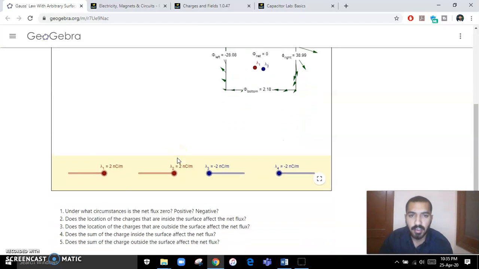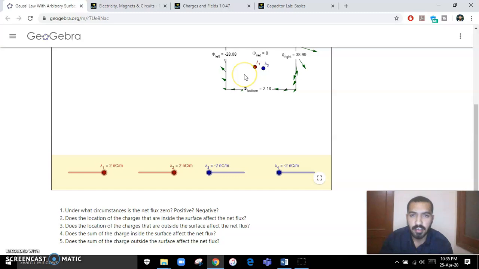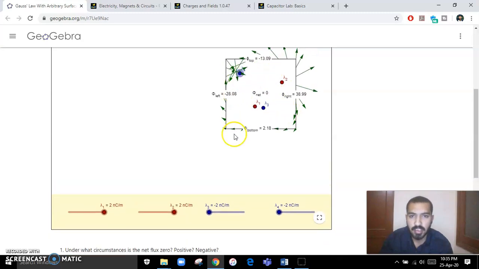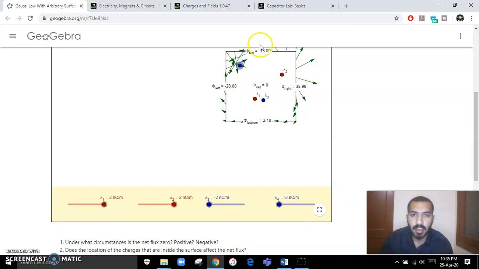So here you can answer all of these 5 questions by just visualizing this simulation and moving these charges. The first question is, under what circumstances is the net flux 0, positive and negative? So when is the net flux 0? Net flux is 0 when the total sum of all the charges inside the surface is 0, like +2 +2, -2 -2. The sum of the charges is 0, so the net flux is also 0.